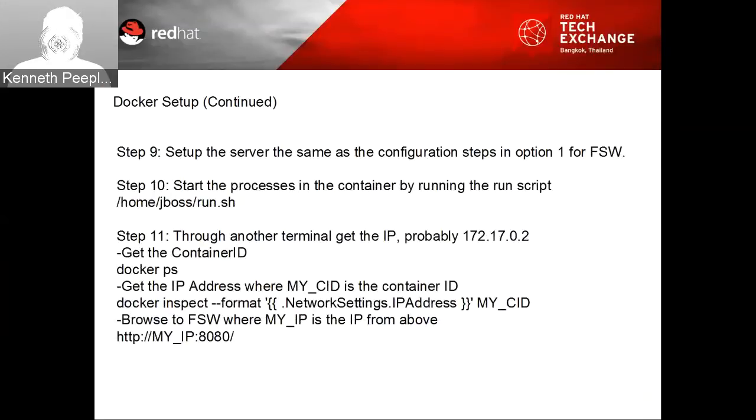So then step 9, even though you have that Docker image, until we change the Docker file, you have to go in and do those configuration steps, as in option 1, where you create the database, create the queue, and make sure the View Service Works server has the data source entry. And then you can start up View Service Works in the container, and you can get the IP address and make sure that you can browse to View Service Works.